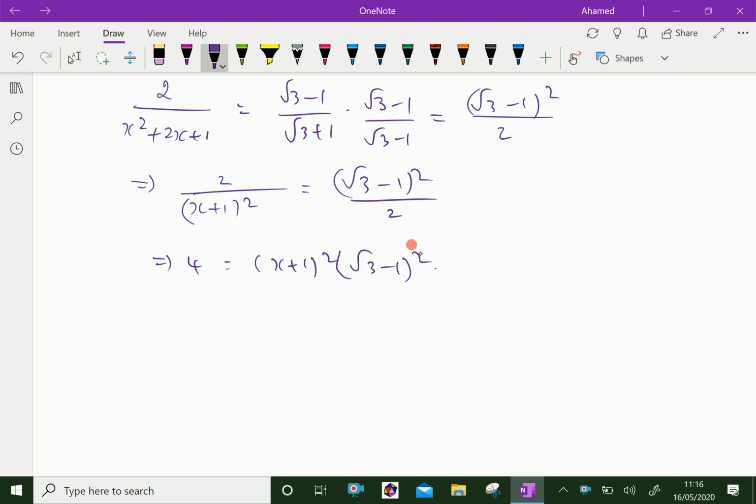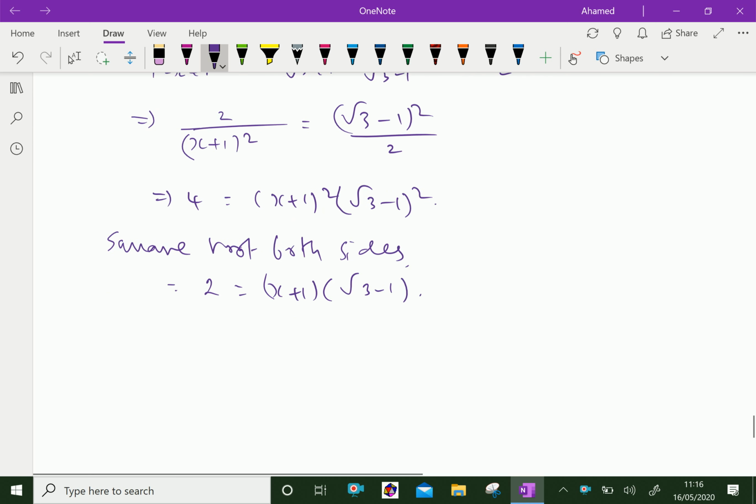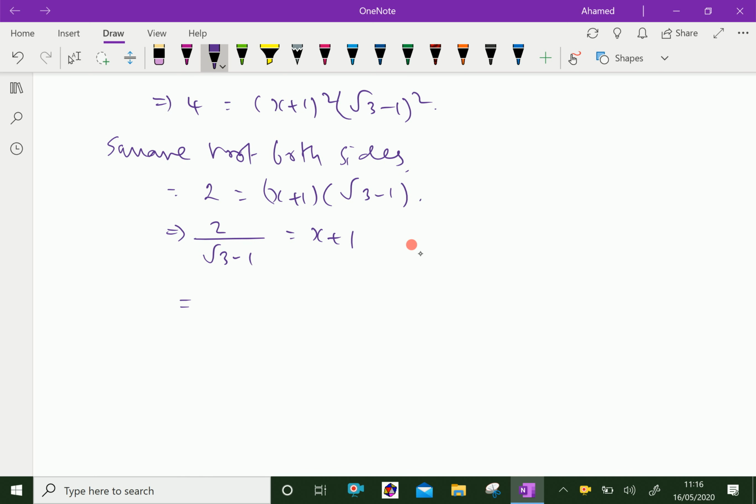Taking square root both sides, we get square root of 4 is 2, square root of x plus 1 whole square is x plus 1, and here root 3 minus 1. Now, which gives 2 over root 3 minus 1 equal x plus 1, further 2 over root 3 minus 1 minus 1 equal x. We'll simplify this.